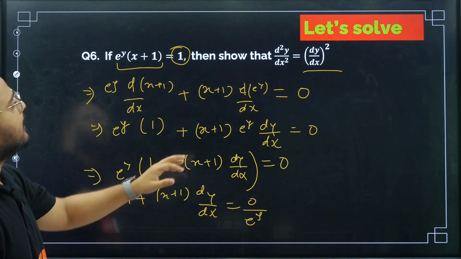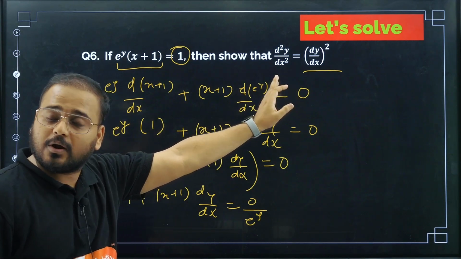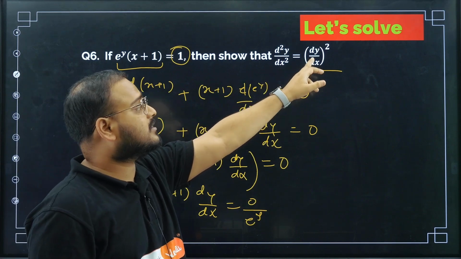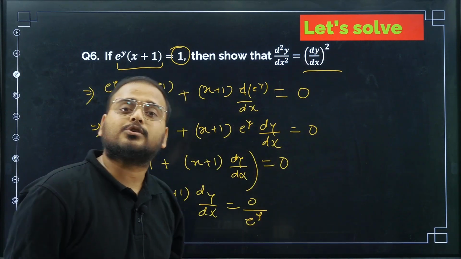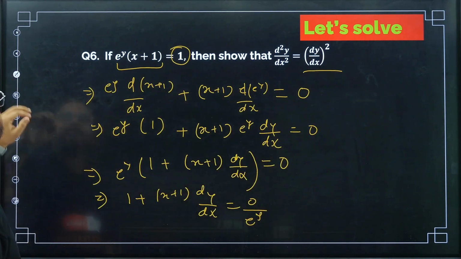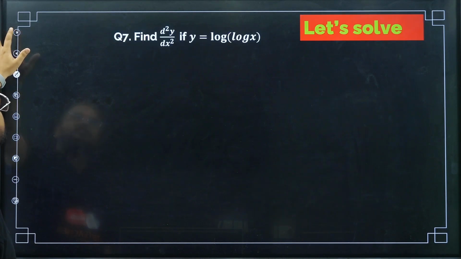Yes sir, correct. This came as 1 upon 1 plus x the whole square, and this came as 1 upon 1 plus x the whole square again. Okay, let's move on.